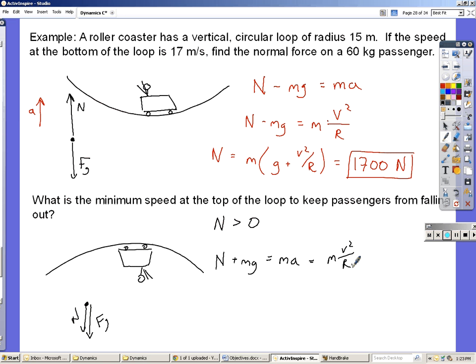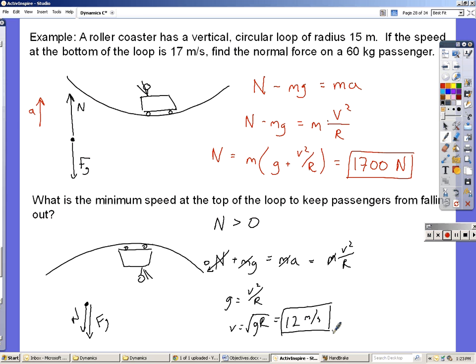And we're going to take the limiting case. We're going to say, okay, let's let n equal 0, find out what v would be, and as long as we're faster than that, we're okay. So what we can do is divide m out of the equation, and we get g equals v squared over r. Solve for v, square root gr. Plug numbers into the calculator, and you get 12 meters per second.